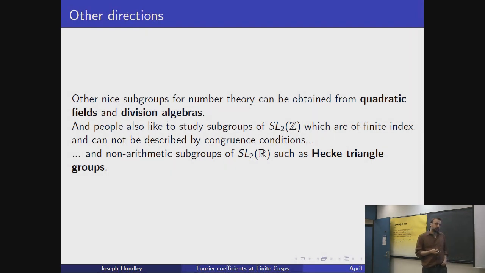Another thing that's interesting is that we're doing a mixture of number theory and complex analysis so far, and one might ask how much of this is being forced to be true by number theory, and how much of it is just complex analysis. To address questions of that form, people like to play around with non-arithmetic subgroups of SL2R, for example. Here's the most famous example, the Hecke triangle groups.